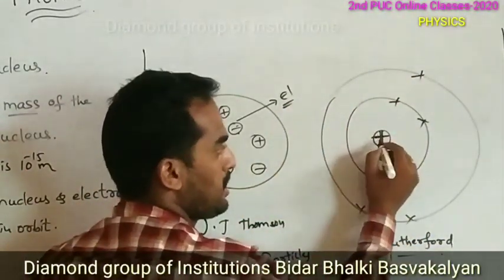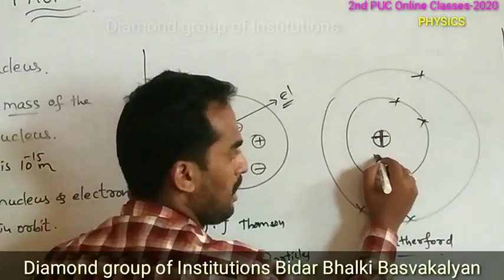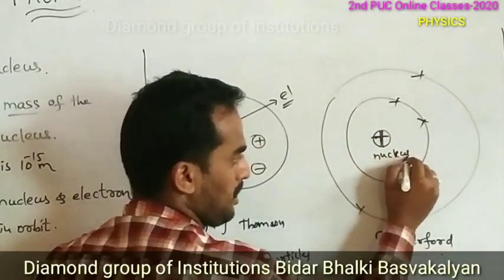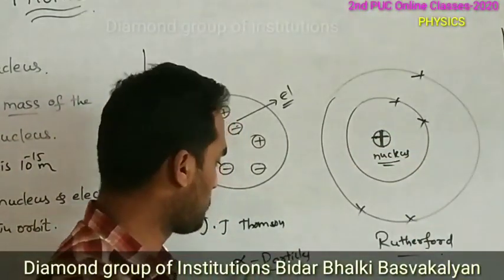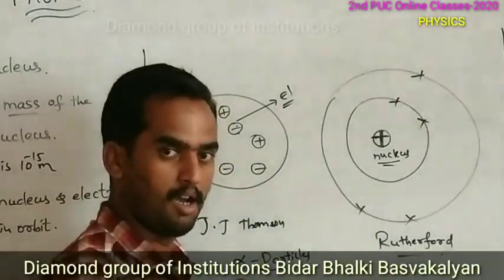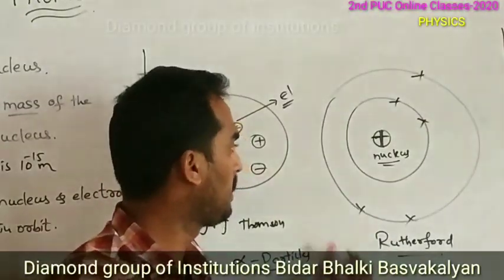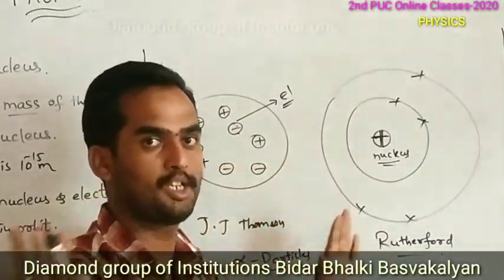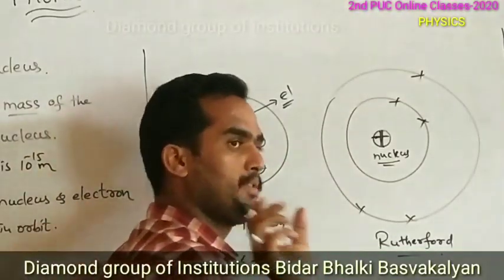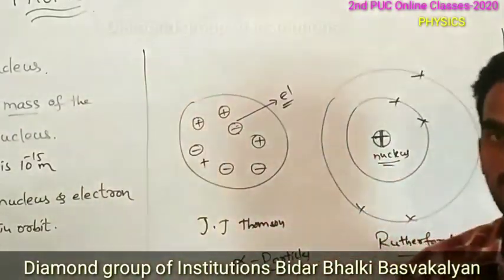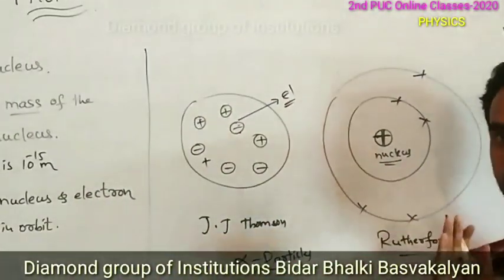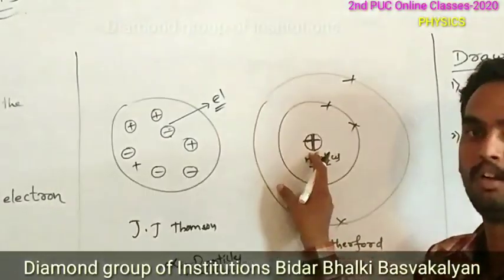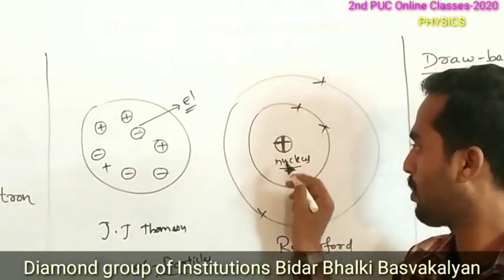Complete positive charge is exactly at the center, called what? Nucleus. After which experiment? Rutherford's alpha particle scattering experiment. The positive charge is not distributed throughout an atom. Whatever the positive charge in an atom is, that is situated exactly at the center of the atom. So that is called what?